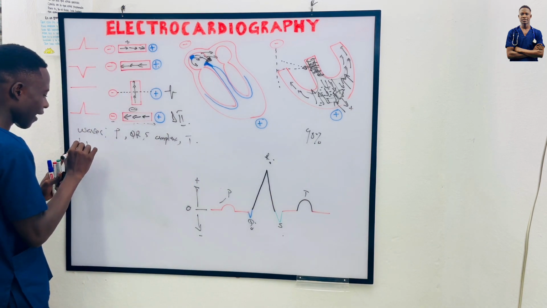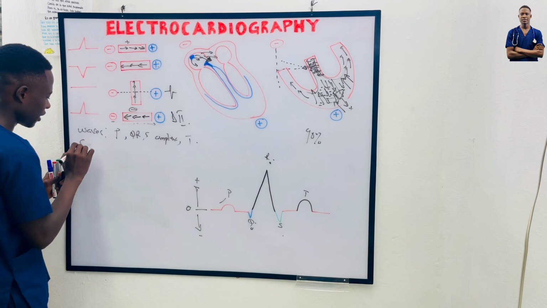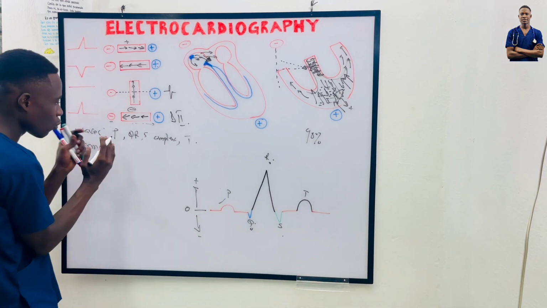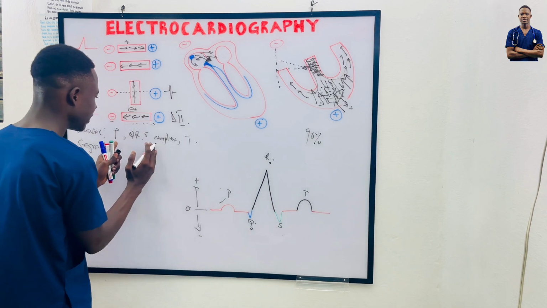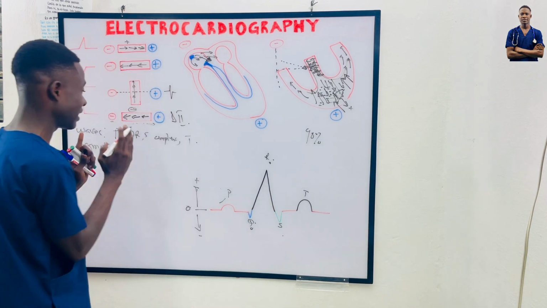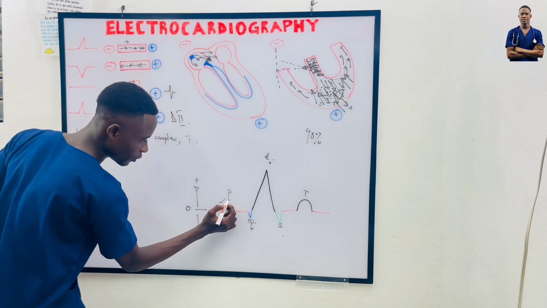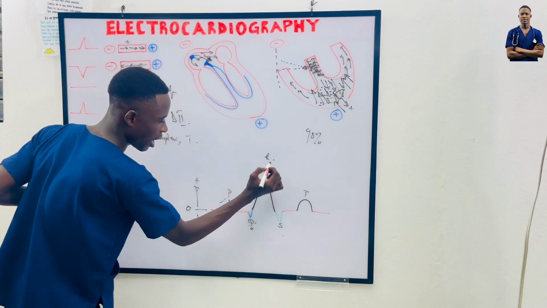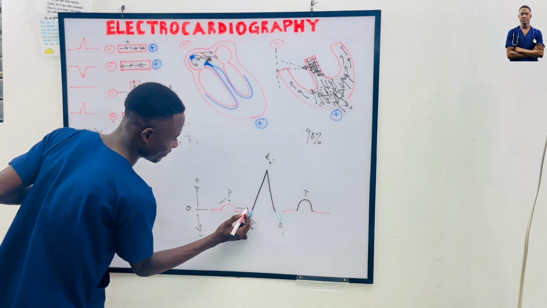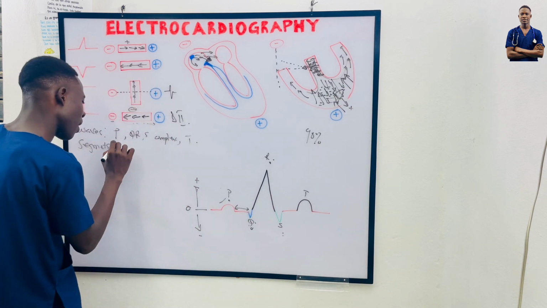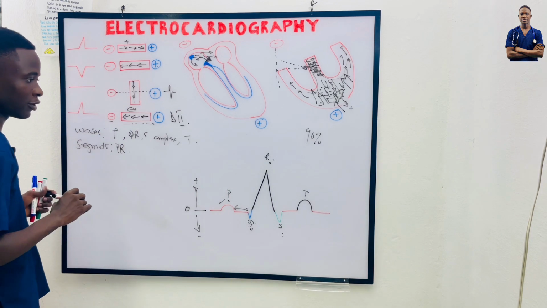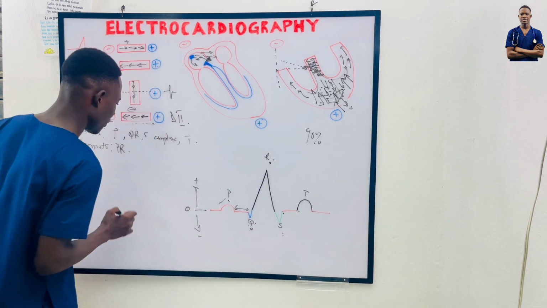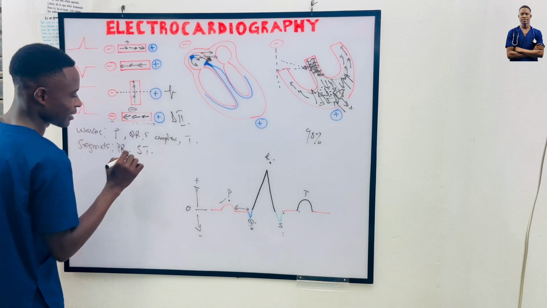We have intervals. Let me put segment first. The segment is actually between one wave and another. The space in there is what we call the segment. So this wave and then this wave, that is the QRS complex. So this is actually our PR segment. Do you understand? If we have the S and then the T, we have another segment. This is the ST segment.